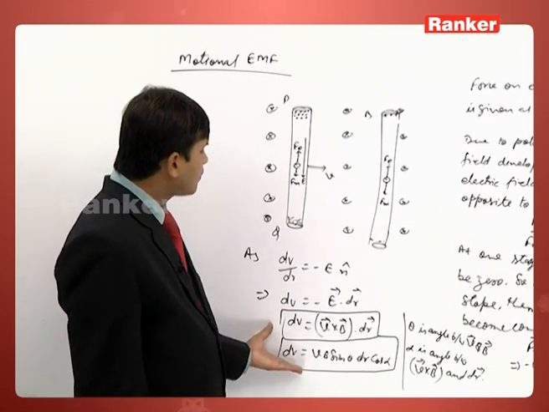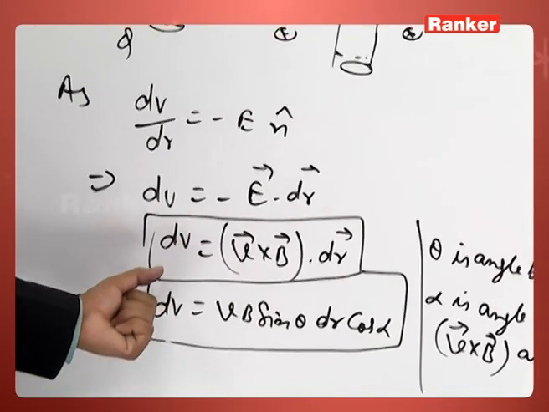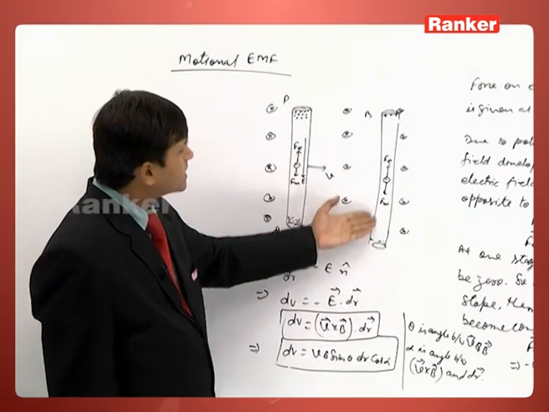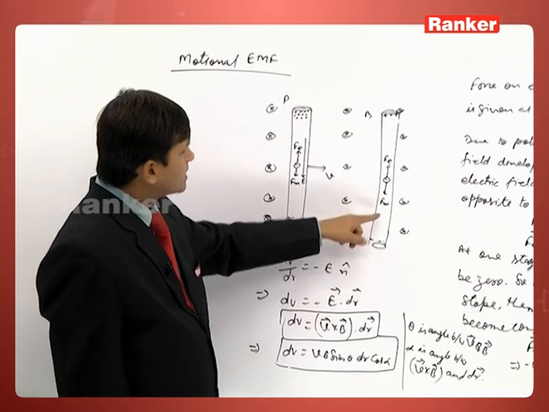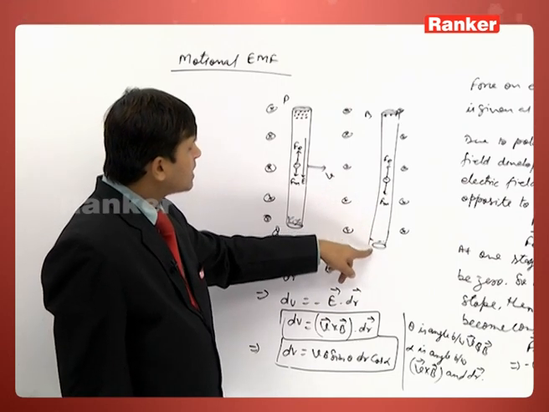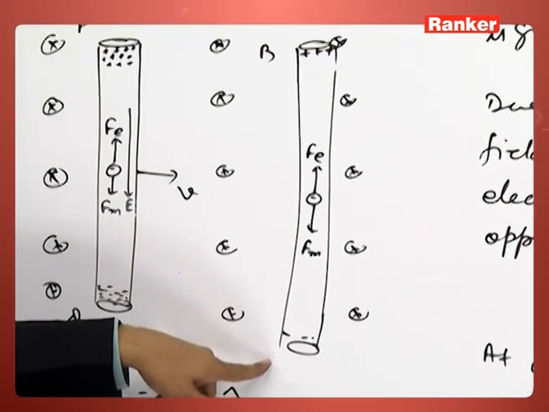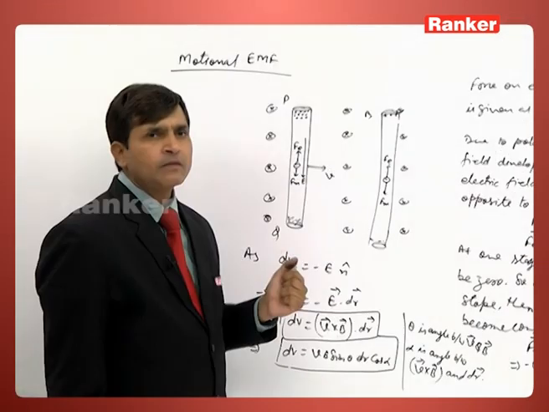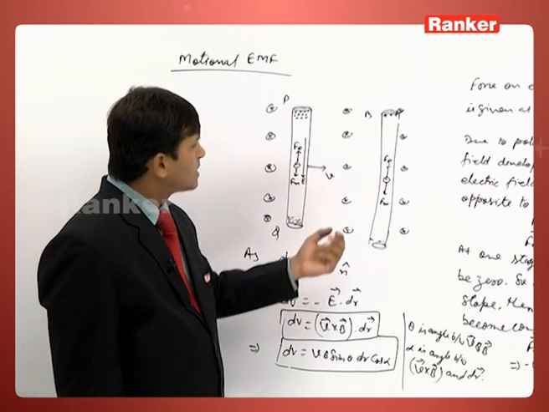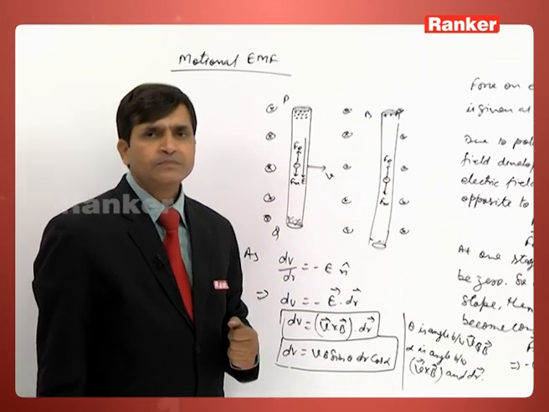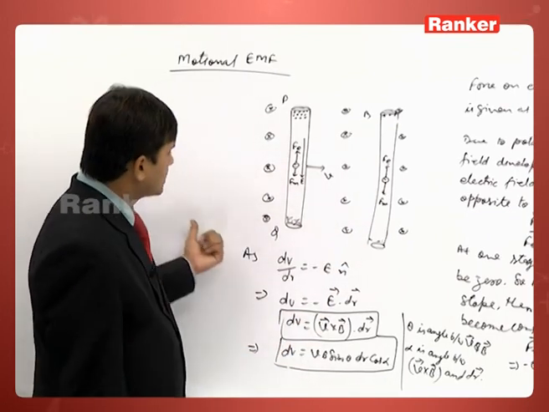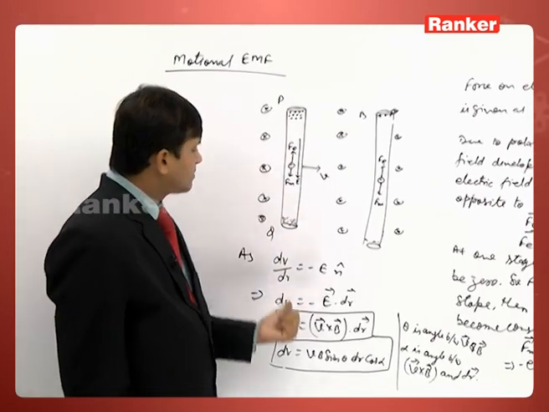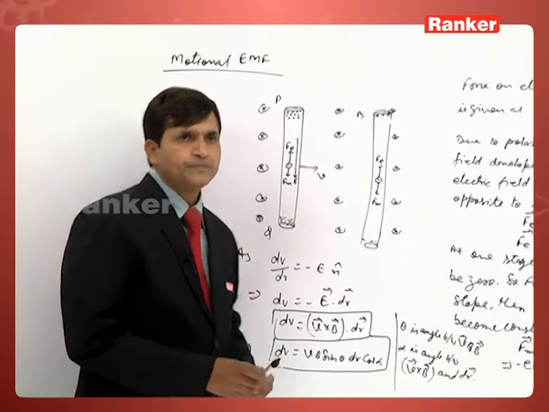Now see how we can use this relation and how we can get the polarity. From here it is very much clear: the terminal or the end where the positive electric field is acting will be at higher potential, and the opposite end will be at lower potential. So see the calculation of EMF by using this relation.